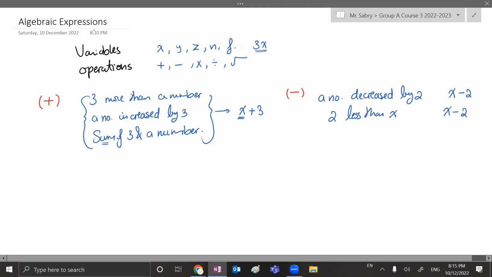2 less than x, this is a very common mistake. When I say 2 less than x, x goes first and then minus 2. Or I can say the difference between a number and 2. Well, it would still be x minus 2. So again, there is more than one term that represents a difference here. If I say decreased by or less than or the difference, this is minus. When I say more than or increased by or the sum, that's the plus. Any questions about these two?